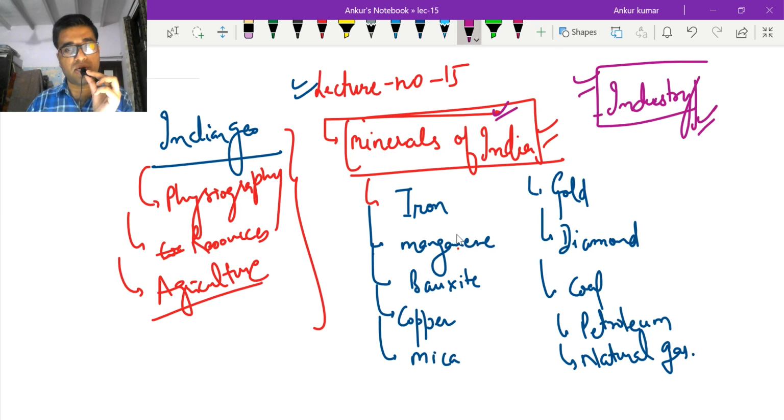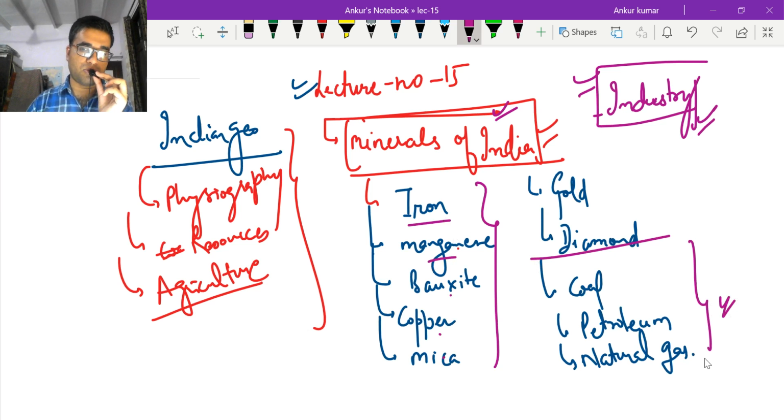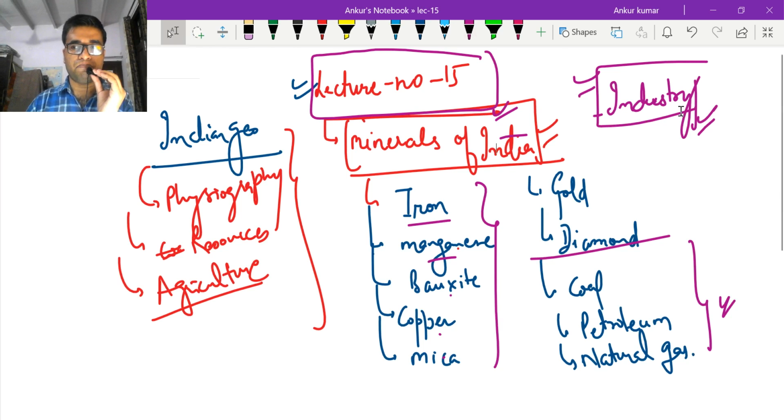non-metallic minerals. In metallic minerals, we are going to take up iron, manganese, bauxite, copper, mica, gold and diamond. In non-metallic minerals, coal, petroleum, natural gas. So this was the basic introduction of how we are going to move ahead. First we will discuss the minerals of India, and then we will follow with the industry. Let us see whether we are able to cover the minerals in this class or not. So this is the framework for the next classes.